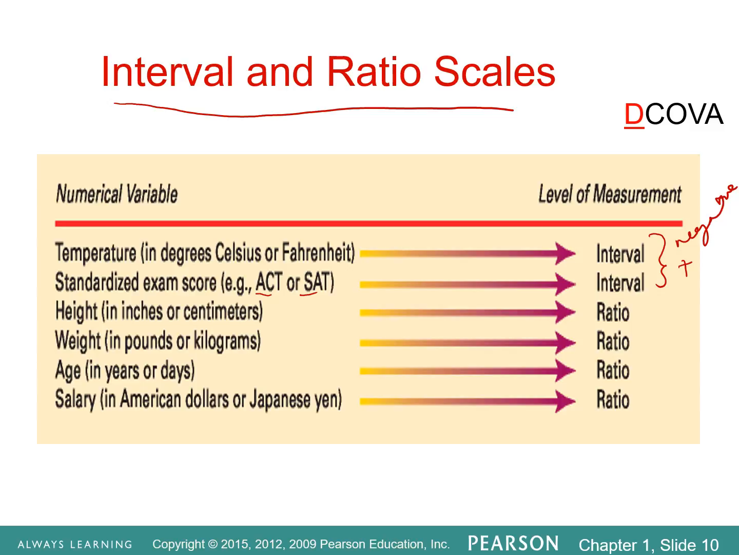Now, height, weight, and age, there's a true 0, right? You cannot have a negative height. You cannot weigh negative pounds. You cannot be a negative number of years. You're just not born. It's also in salary. You can't have a negative salary. They have to pay you something, right? There's a true 0. You cannot have negative values.